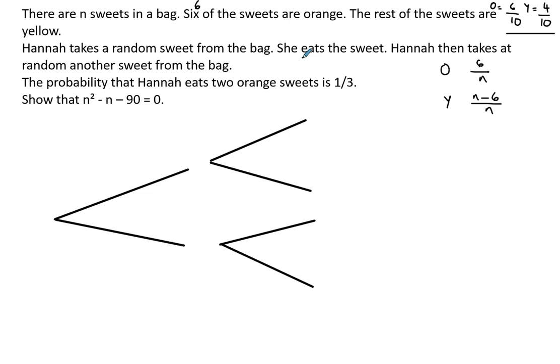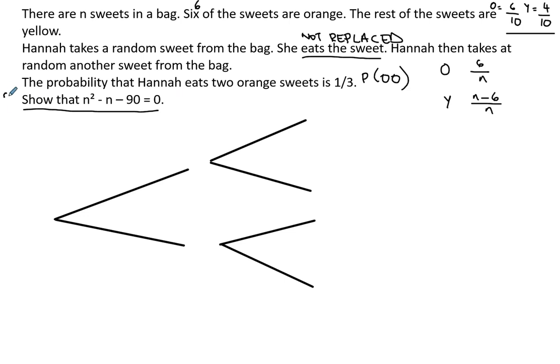She eats the sweet, so it's a not replace situation. Ooh, so we have to go one less, one less. Okay? And then she takes another one. The probability she eats 2 orange sweets is 1/3. So that's the probability of orange. And then show that n squared minus n minus 90 equals 0.